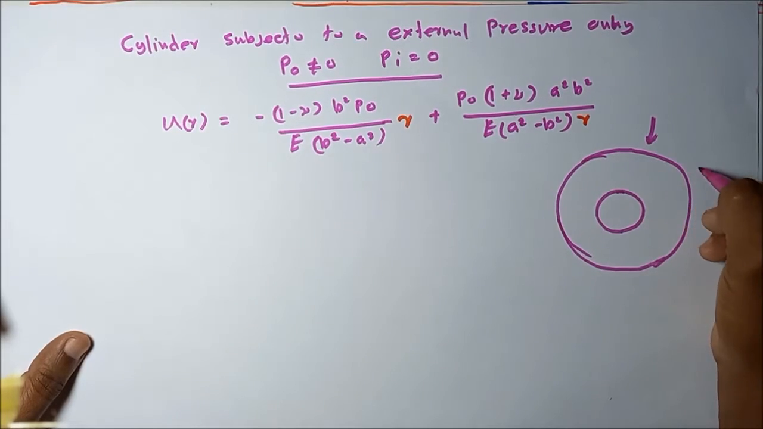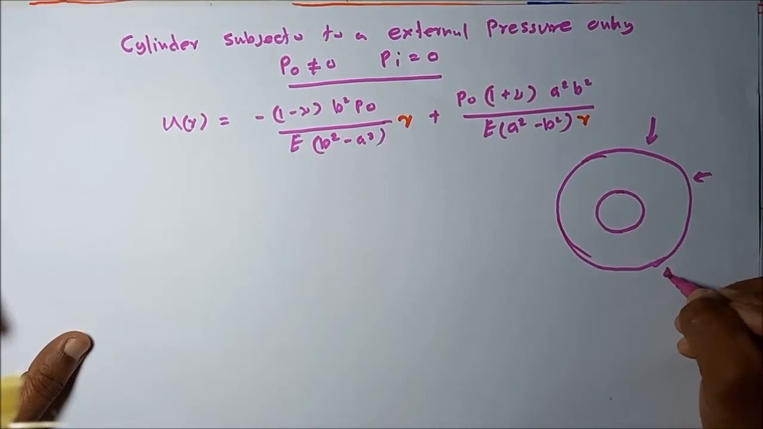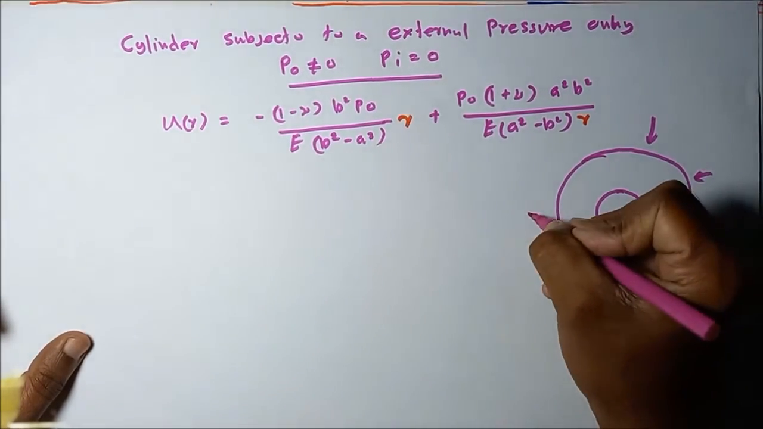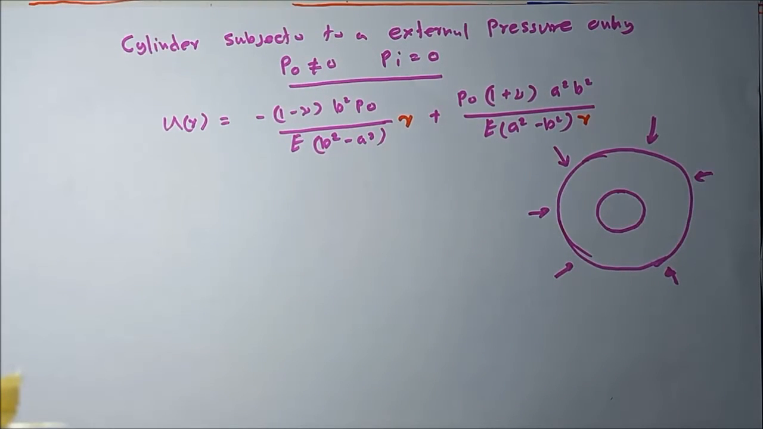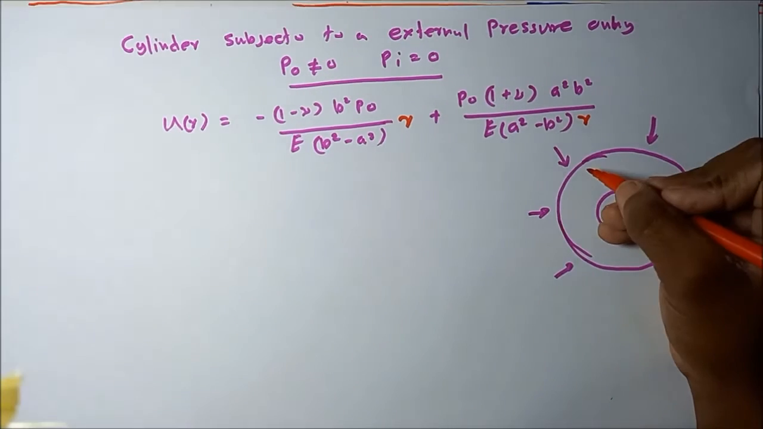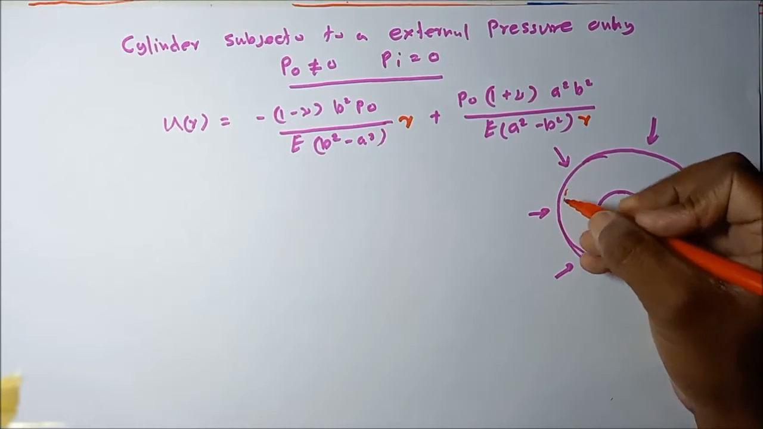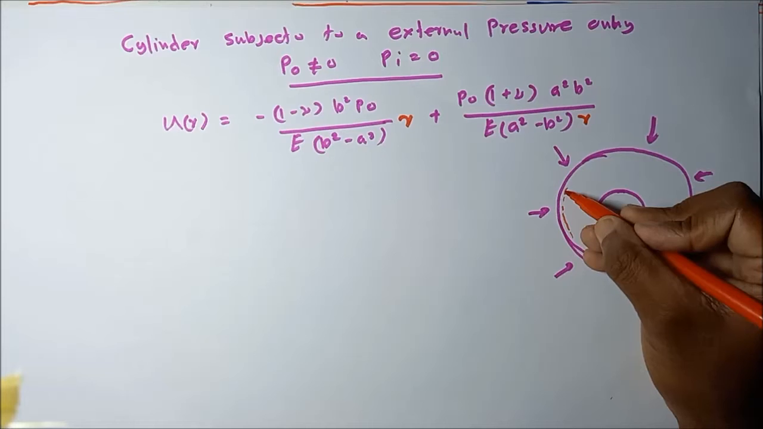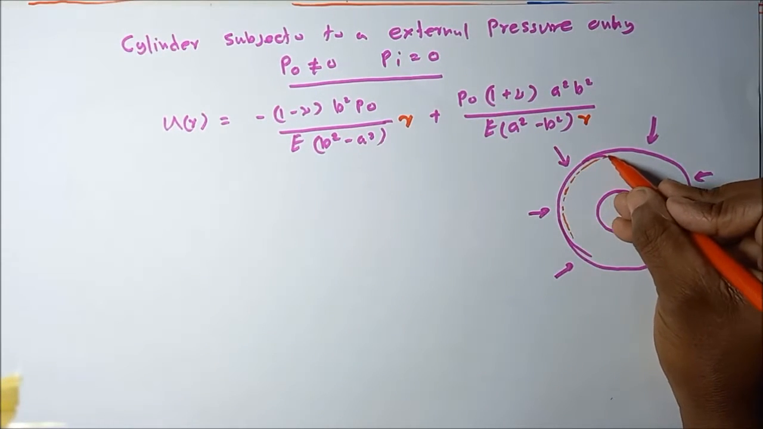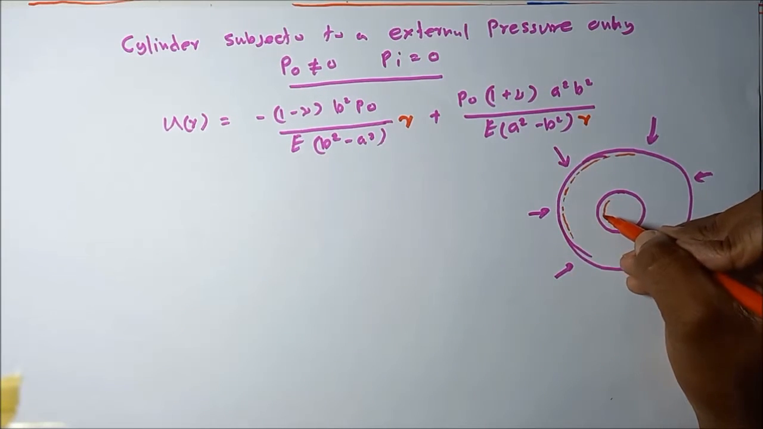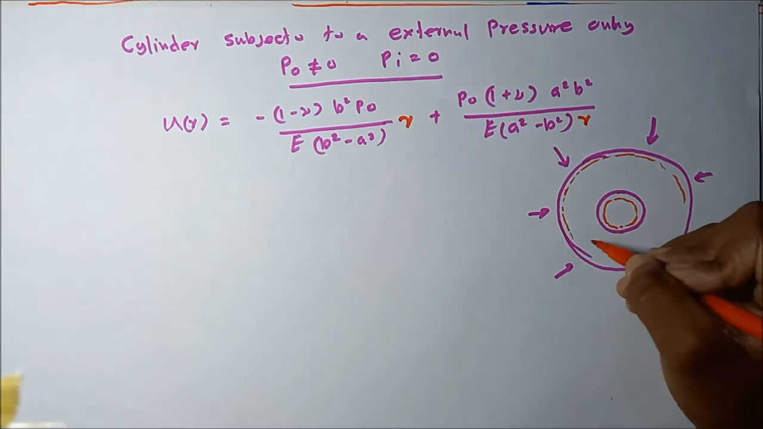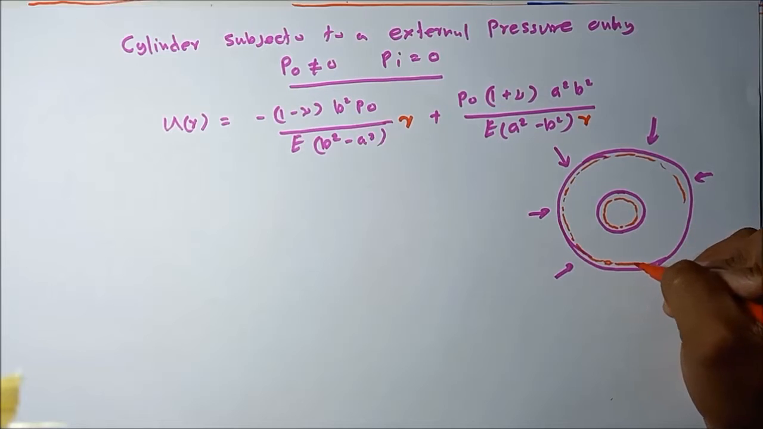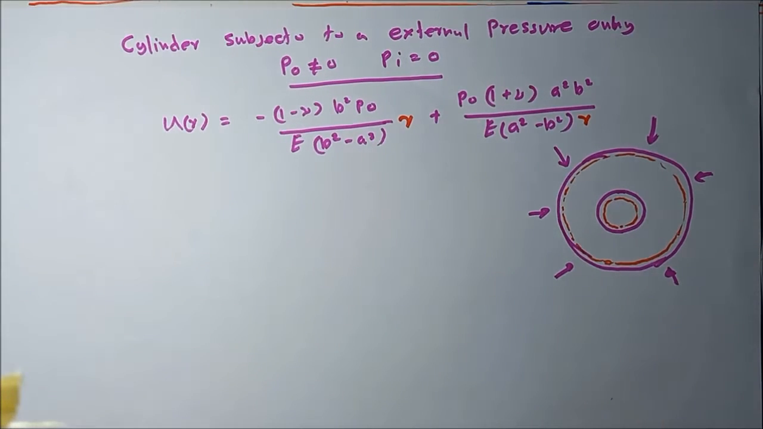Then when the cylinder is subjected to an external pressure only situation, what happens? Both the surfaces, that means the internal and external surfaces, move radially inward. This outer surface moves radially inward, and the internal surface also moves inward, that means the internal diameter also reduces because of the deformation of the thick wall cylinder due to the external pressure P0.